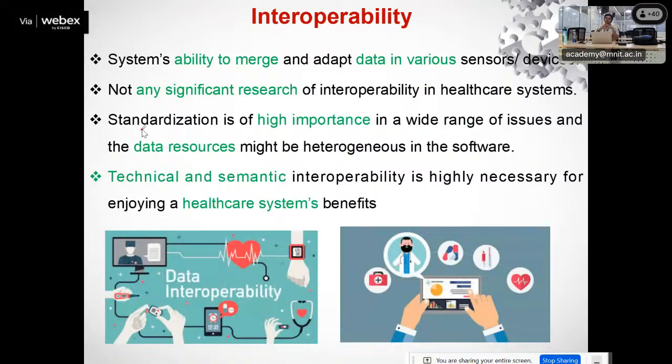Okay, so when we talk about the IoT network, and when we use that IoT network in the healthcare domain, then we term it as the Internet of Medical Things, that is IoMT. So over there, so many devices are being connected with each other. So that is a heterogeneous network. Okay, so there are so many devices being connected with each other.